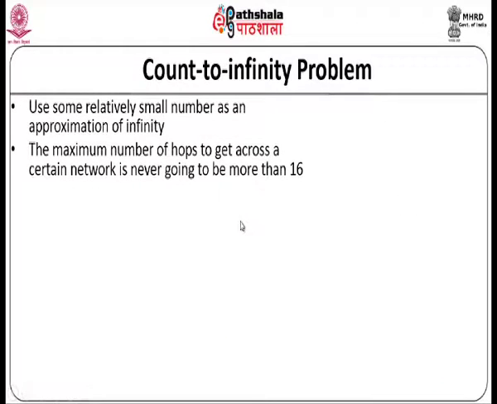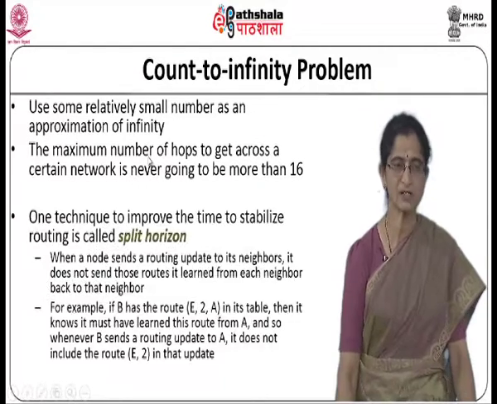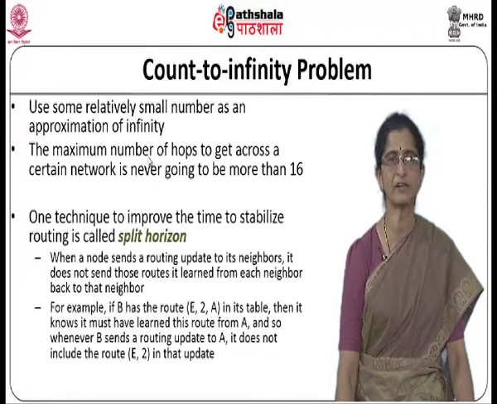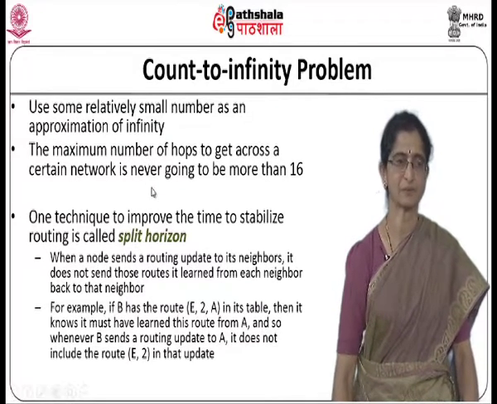So this problem is tackled in 2-3 manners. One is we normally use a relatively small number as an approximation of infinity. So you use a value normally which is about 16, because you don't expect the number of hops to get more than 16. So you treat 16 as your infinity. So the moment it goes up to 16, you treat it as infinity.